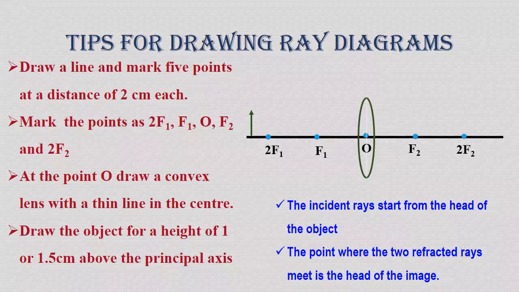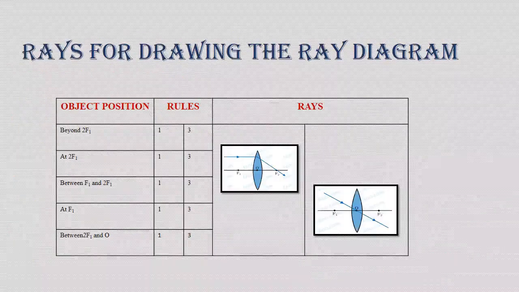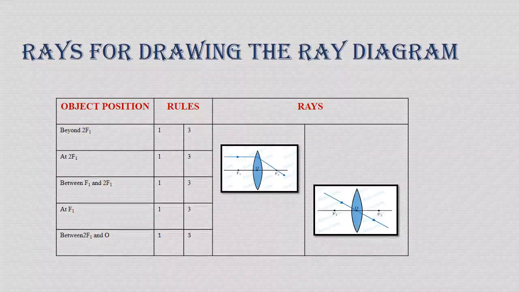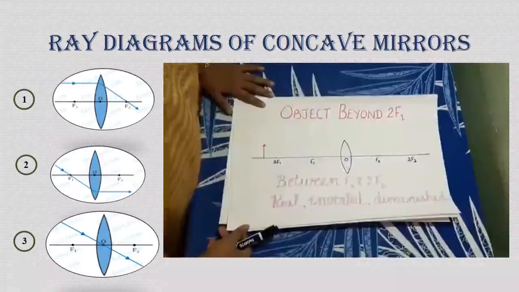Please remember, the incident rays start from the head of the object and the point where the two refracted rays meet is the head of the image. Now, for drawing the ray diagrams, there need to be two rays. Always, whatever might be the position of the object, we follow rule number 1 and rule number 3. Rule number 1 states the ray that is parallel passes through the focus. Rule number 3 says the ray that is passing through the optic center goes undeviated.